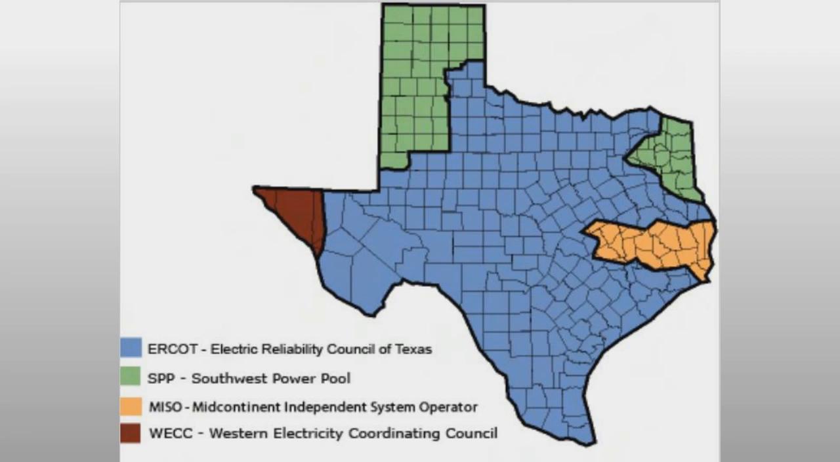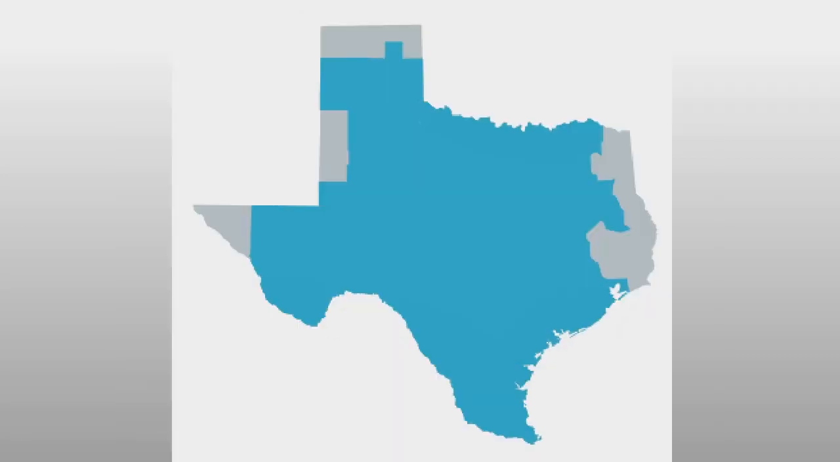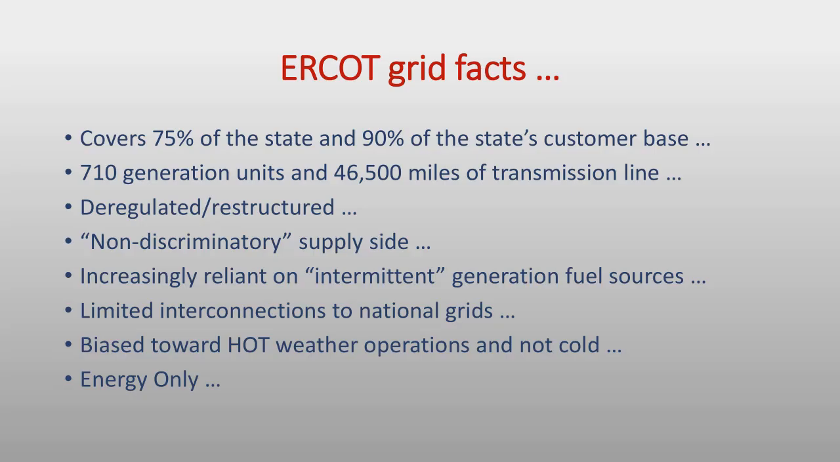So the blue area is the one that we're going to talk about. That is the ERCOT, the Electric Reliability Council of Texas grid, and that's the one that we're going to speak of today. By the way, that graphic is a little bit old. They do change over time. This is the most current vision of what the ERCOT area looks like. It's slightly different, but fundamentally the same issues apply. So let's talk about ERCOT. It's very important to understand ERCOT in order to understand this story.